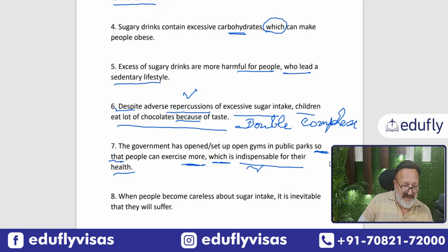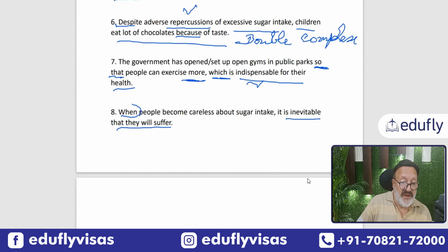Now last we have when, again from the W family. When people become careless about sugar intake, woh parwah nahi karte, it is inevitable, ye nishchit hai that they will suffer. So students, today I have tried to make you understand the importance of writing vocabulary and also writing complex and compound sentences. I hope you are going to get help from this video.